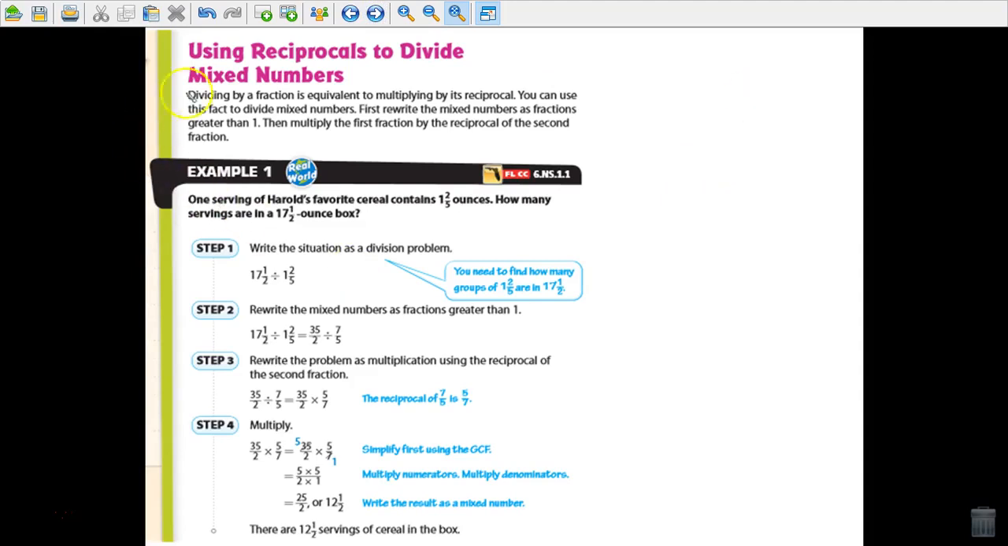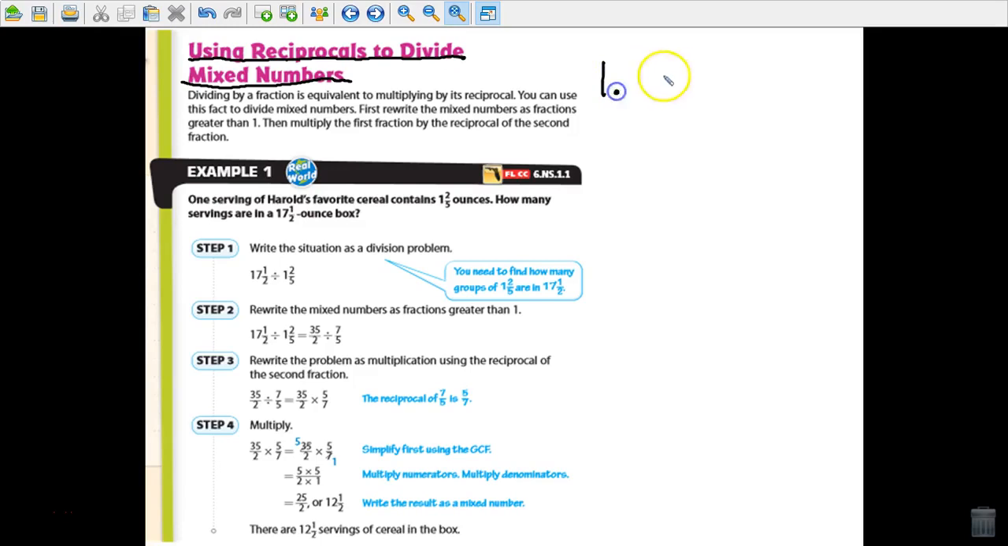Let's get into it. Using reciprocals to divide mixed numbers. Okay? Dividing by a fraction is equivalent to multiplying by its reciprocal. We already learned that in 4.2. You can use this fact to divide mixed numbers. First, rewrite the mixed numbers as fractions greater than 1, then multiply the first fraction by the reciprocal of the second fraction.